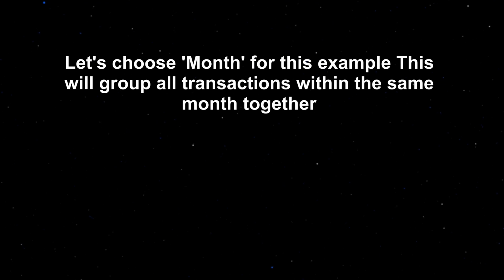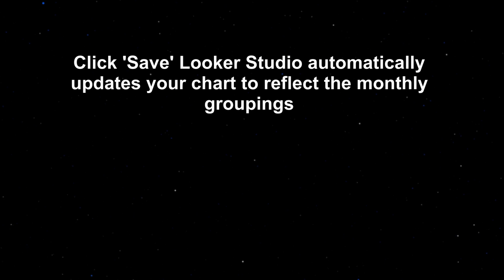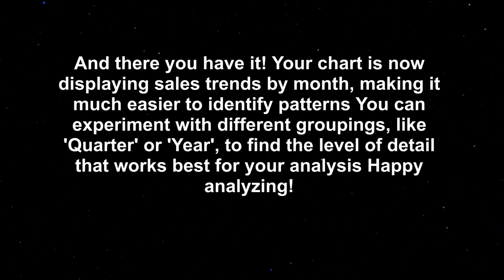Let's choose month for this example. This will group all transactions within the same month together. Click Save. Looker Studio automatically updates your chart to reflect the monthly groupings. And there you have it. Your chart is now displaying sales trends by month, making it much easier to identify patterns.